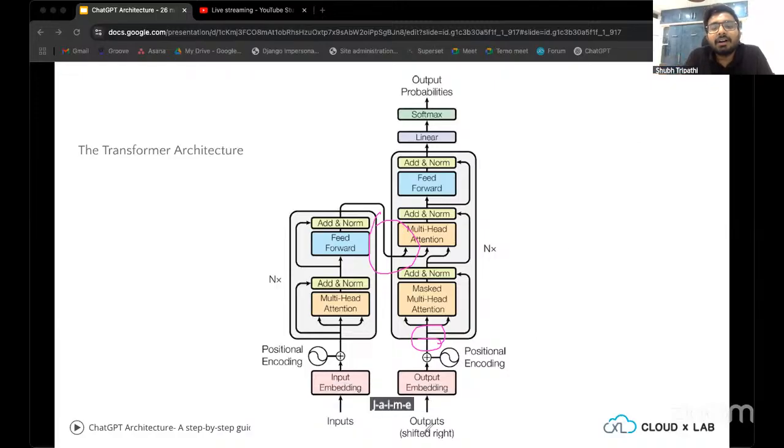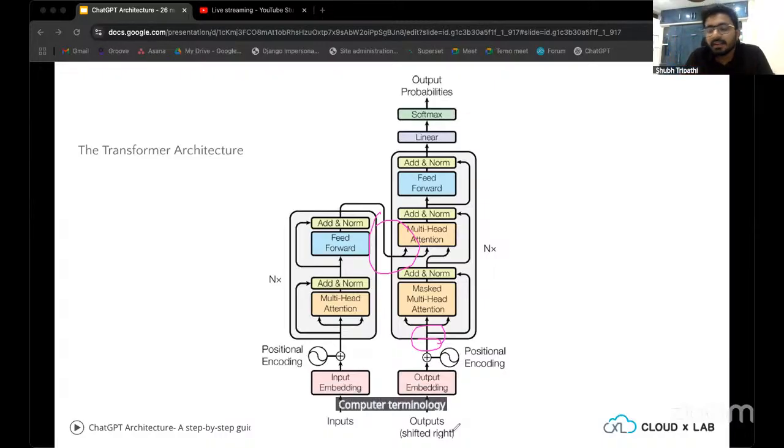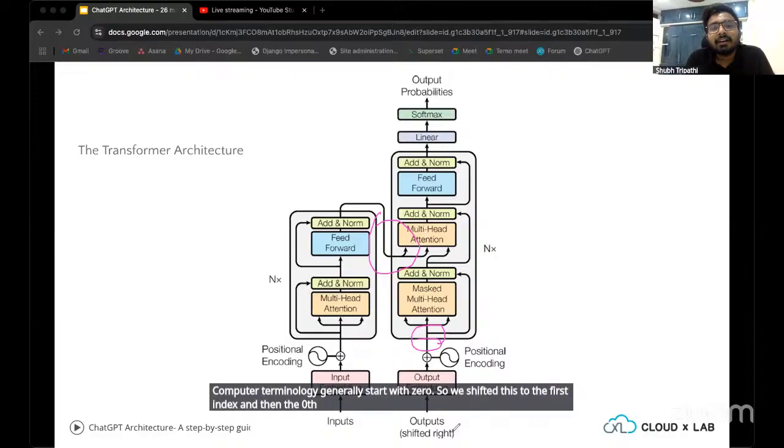So what shifted right means is that we shift this word to the first index. Computer terminology generally starts with zero. So we shift this to the first index, and at the zeroth index we use a token such as start. That denotes to the transformer that the translation has started, so it can start the work.